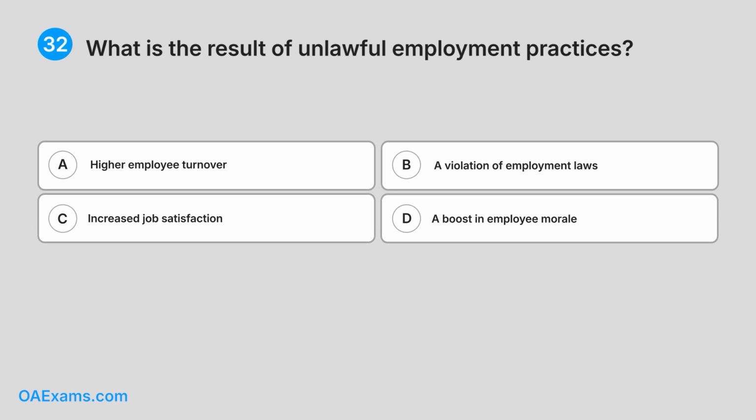32. What is the result of unlawful employment practices? A. Higher employee turnover. B. A violation of employment laws. C. Increased job satisfaction. D. A boost in employee morale. Do you know the answer?